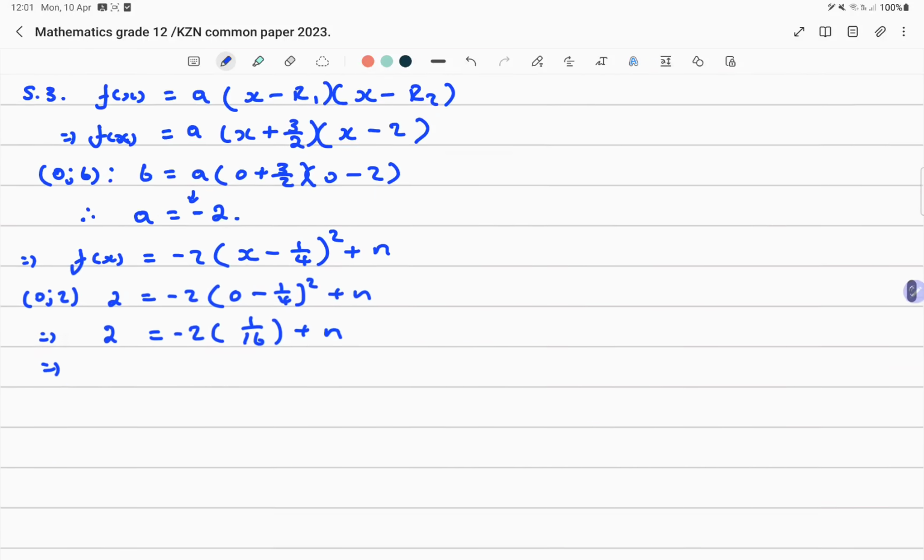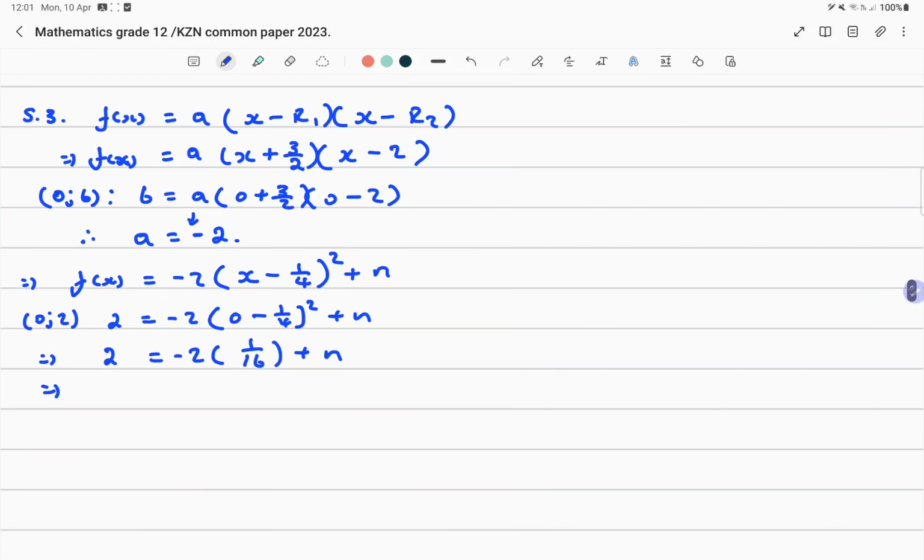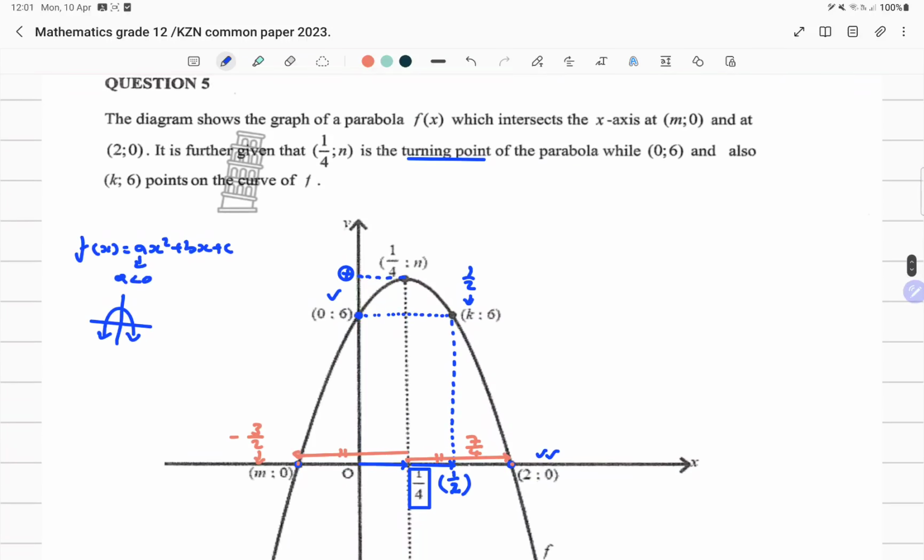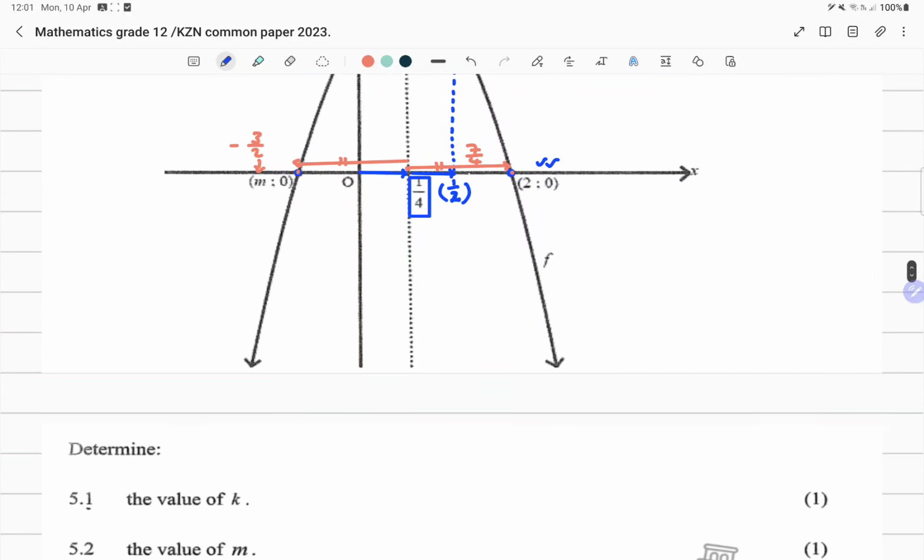Okay, now let's just simplify further because this is the last question. We can indulge if we want. It's not a big deal. Now what do we do here? We're going to have 2 equals, when you multiply there, you get minus 1 over 8 plus n. Therefore, our n is going to be 2 plus 1 over 8. Now, 8 by 2 is 16 plus 1, 17. So this is 17 over 8. Okay. Easy stuff.